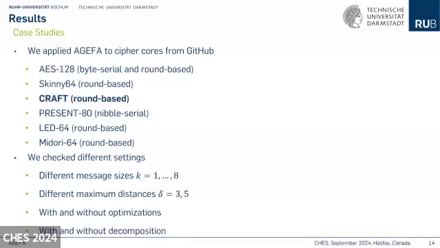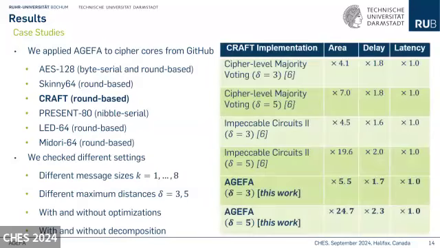I just want to discuss one of them, which was Craft. The reason for that is that Craft was also investigated in the original paper of impeccable circuits 2. So here we can compare our results. Basically, we can see the area and delay overhead with respect to the unprotected Craft core. So what we can see is, first of all, cipher level majority voting, which is not secure in our model, but of course more efficient. So if this fulfills your needs, you can still try that. However, we also have the impeccable circuits implementation with a minimum distance of 3 and 5, and the results of AGEFA.